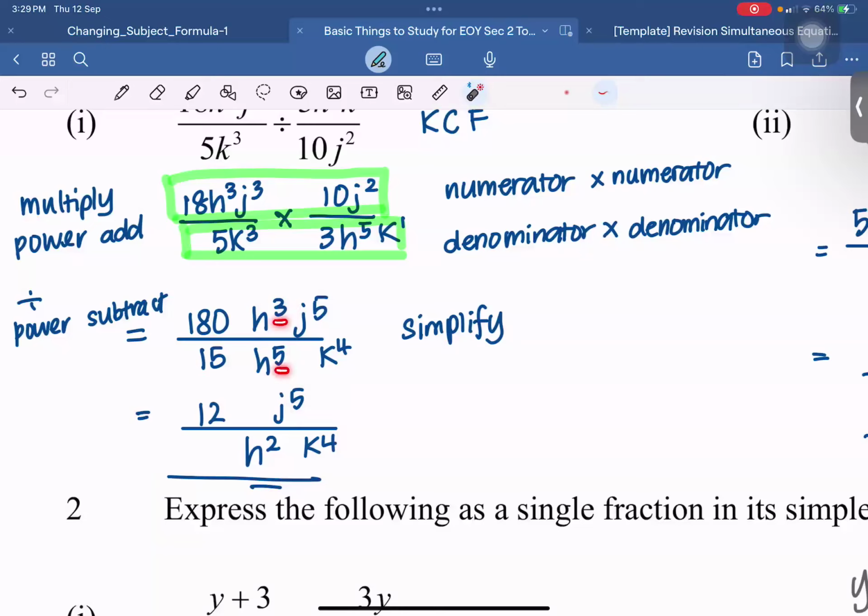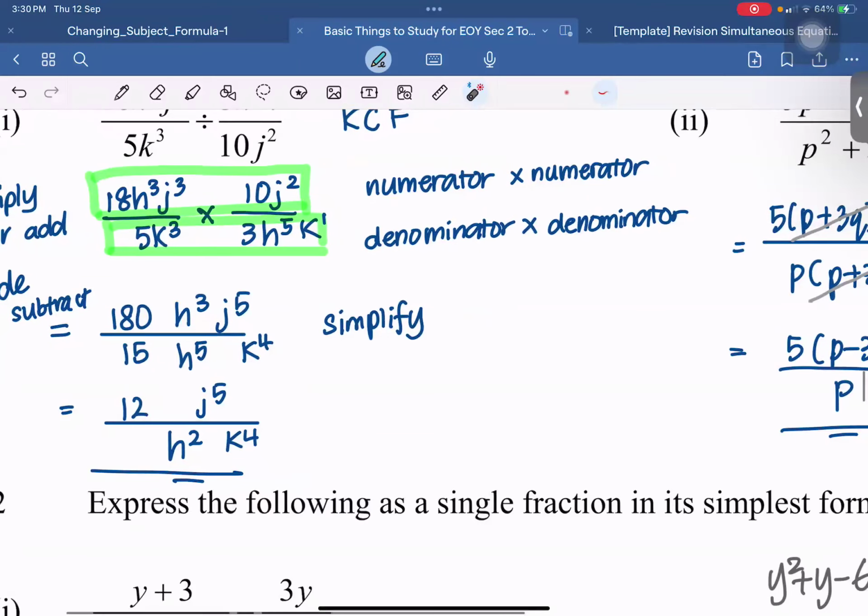So on top got 3, bottom got 5. When I divide, the powers subtract each other. I subtract away, left 2, at the bottom because the bottom has a higher power. So in this case, I have h squared. j^5 has nothing to cancel, so it's j^5. k^4, nothing, so k^4. Therefore, this is the answer. Is this okay? These are all in positive indices form, so there is no negative power.